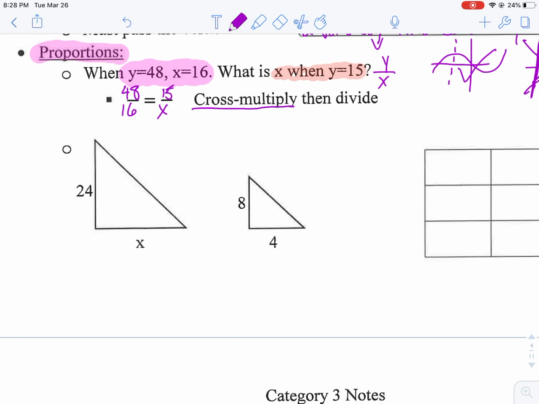So 16 times 15 is 240. We're going to divide by this odd man out. Divide by 48, which gives me 5 as my answer.